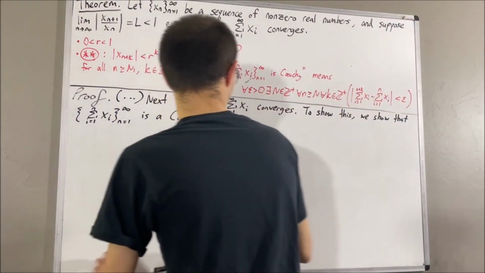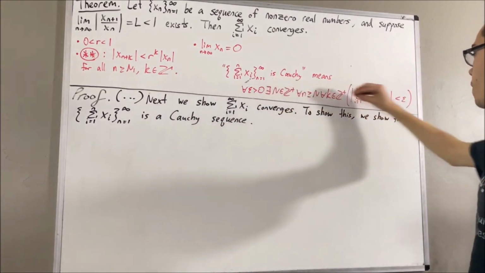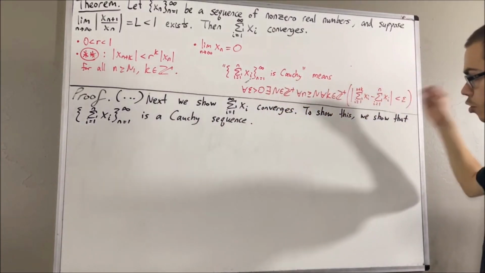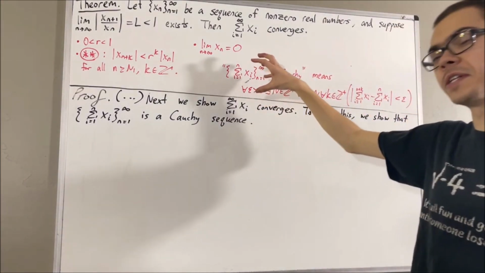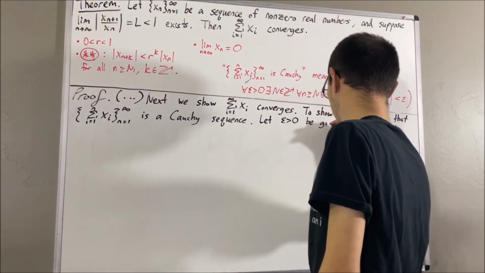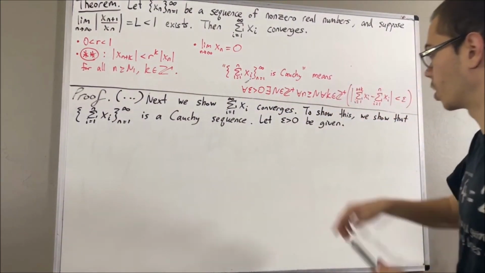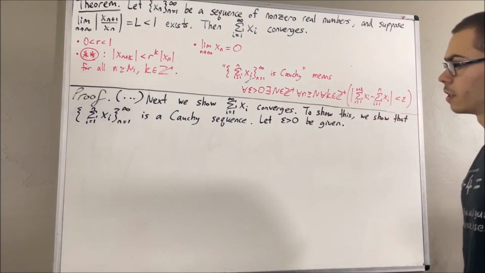So, to prove that this sequence is a Cauchy sequence, all we've got to do is prove this statement. And since we're trying to prove a statement about every epsilon greater than 0, let's give ourselves an arbitrary epsilon greater than 0. From here, we want to find a positive integer such that this statement is true.